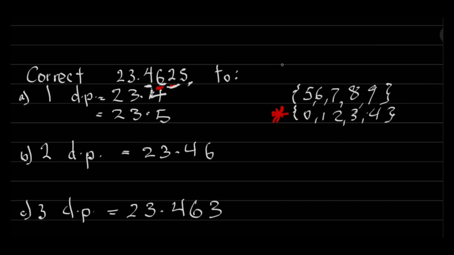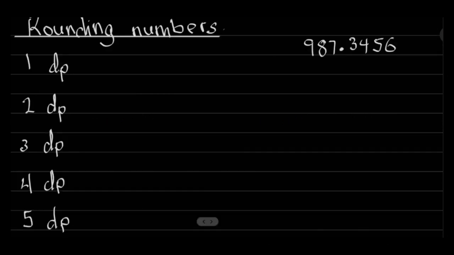Okay, let's move on from here. So we are going to round up this number to 1 decimal place, 2 decimal places, 3 decimal places, up to the 5th decimal place. Now what is the first decimal place? The first decimal place is 3.